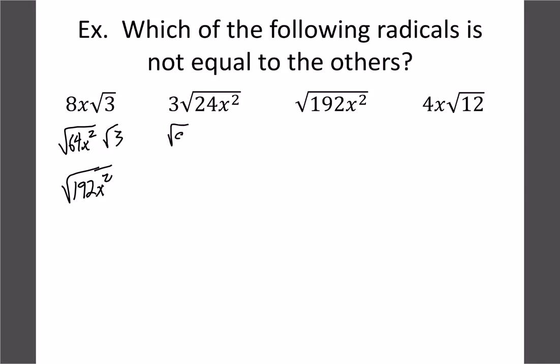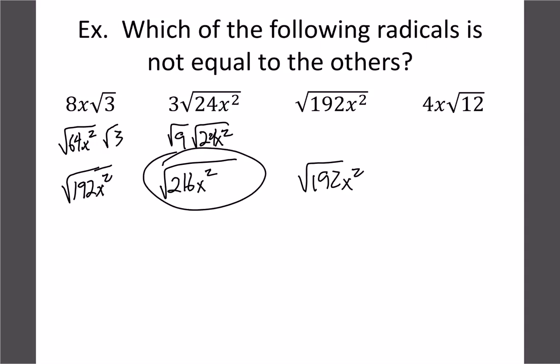Do the same thing for the second one. So we'd have 9 and 24x squared. 9 times 24 is 216. So you can see those two are different. So let's keep going. We already got a 192, so that one's good. So chances are that second one is the one that's different.